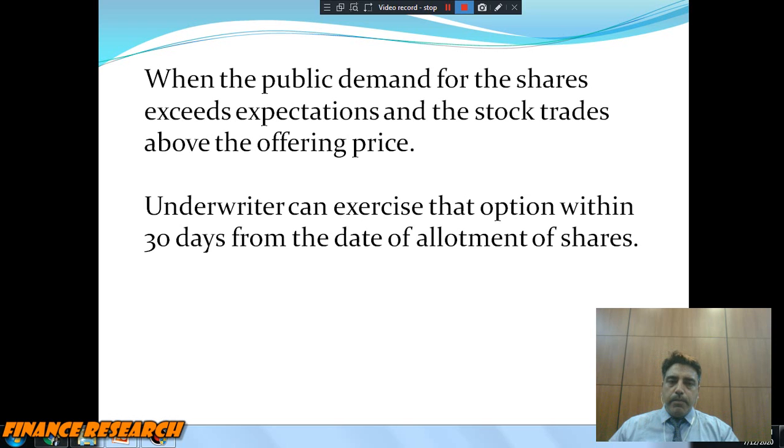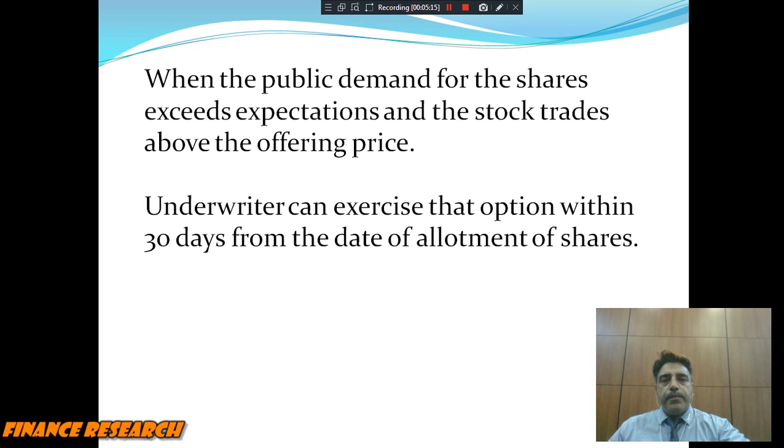I have illustrated this through an example also. I have taken the company Facebook, which launched its IPO in 2012. So we will take a look at that after this.